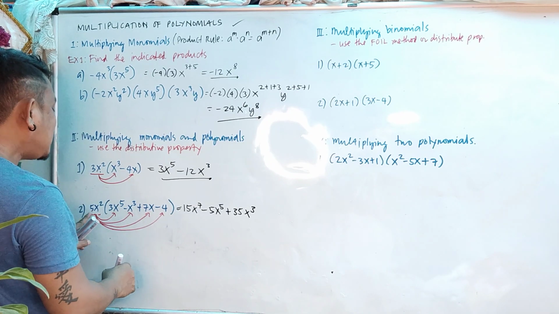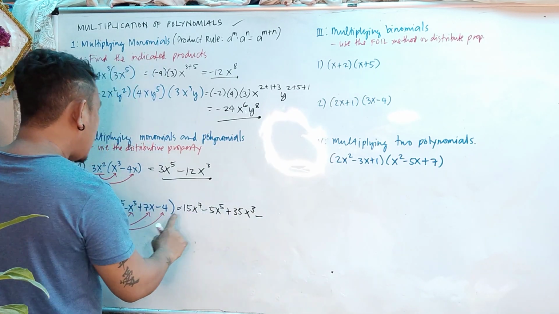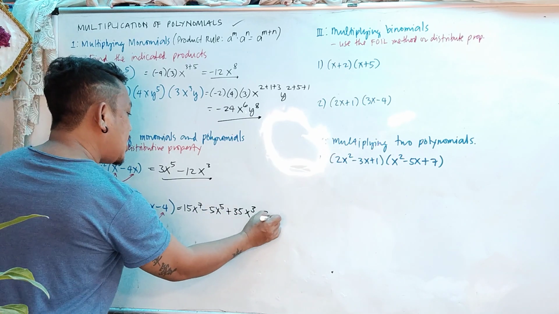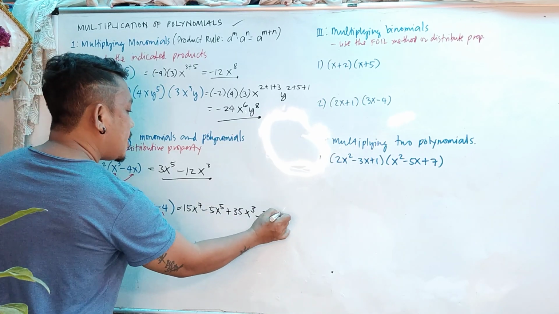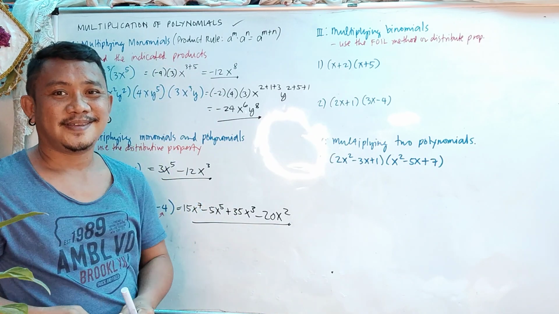Okay. And lastly, 5x squared times negative 4, so minus 5 times 4, 20. Then you just copy x squared. And this is your answer.